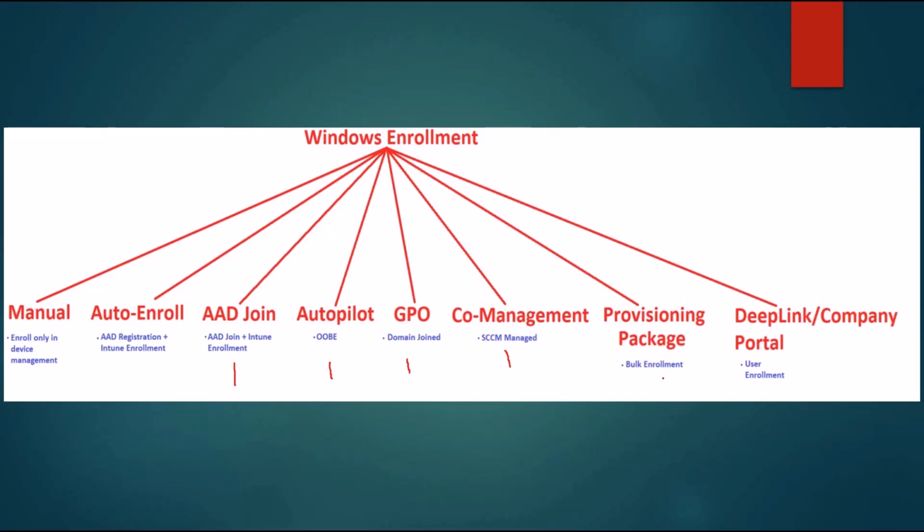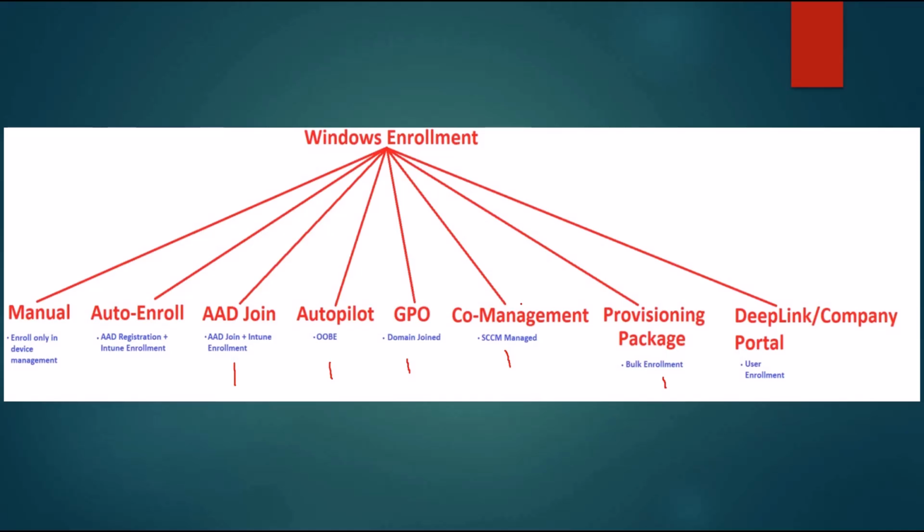If you're doing a provisioning package, the device gets Azure AD joined. Therefore, you need to have an Azure AD license, right? And then deep link. So the point that I'm trying to make is there are some differences between all these approaches, but the commonality is that using all these approaches, we can enroll a Windows device to Intune.